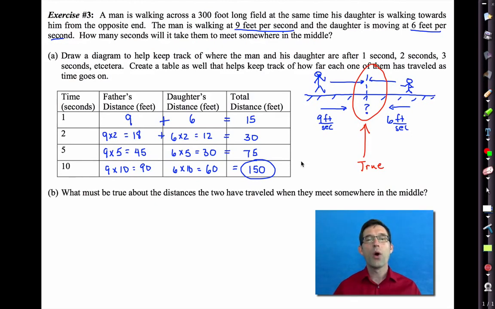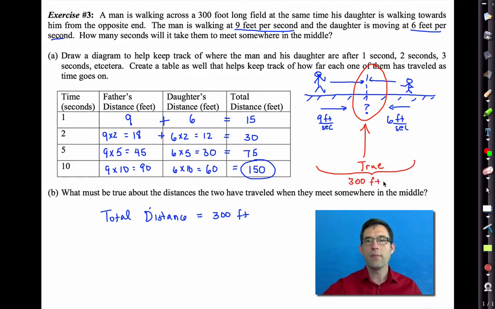All right. Well, hopefully what you figured out is that when they meet in the middle, the total distance must equal 300 feet. There's a total of 300 feet that they're traveling. There's 300 feet that separates them. So when they meet in the middle, the daughter and the man must have walked a total of 300 feet.